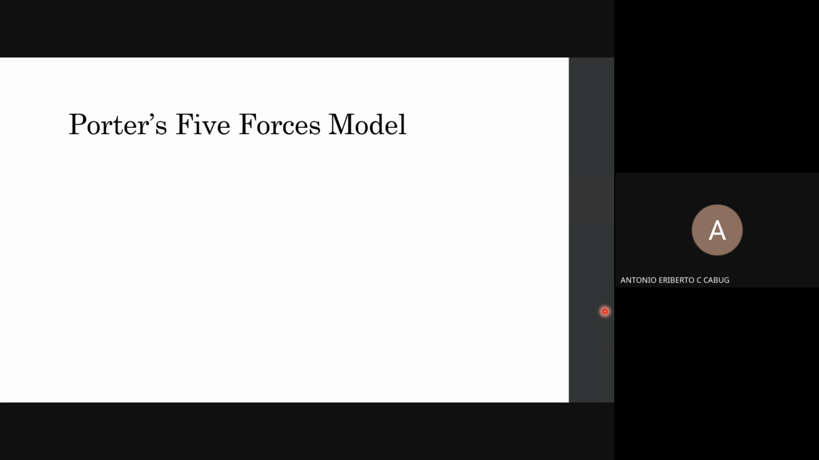Porter's five forces model. What is this Porter's five forces model? The Porter's five forces model describes the industry in which the company's competition is situated. No? The situation of the competitive forces within the industry of the company. For example, if you are BPI, you are concerned about the banking industry. If you are Shangri-La Hotel, you are concerned about the hospitality industry. If you are Meralco, you're concerned about the utilities industry.